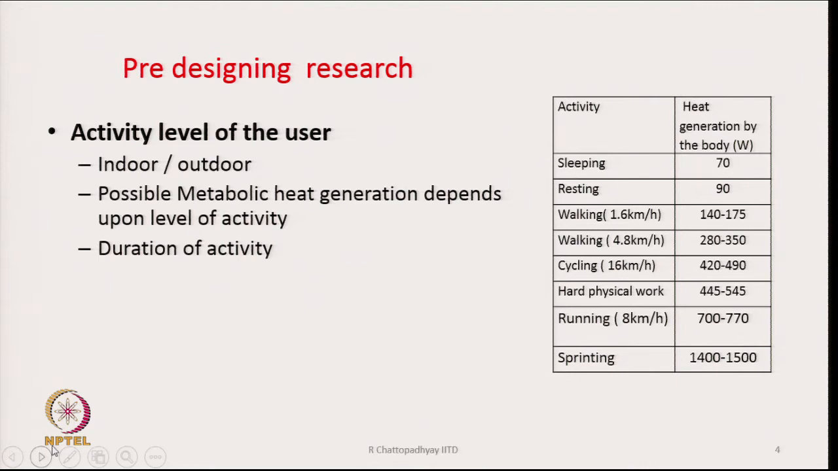If we do cycling, some values are given there. Hard physical labor, 445 to 545 watt. It depends upon person to person, so a range has been given. If somebody runs, 700 to 770, sprinting 1400 to 1500. This is just to show that it all depends upon the level of activity, and the body generates more and more heat the more vigorous the nature of the activity.